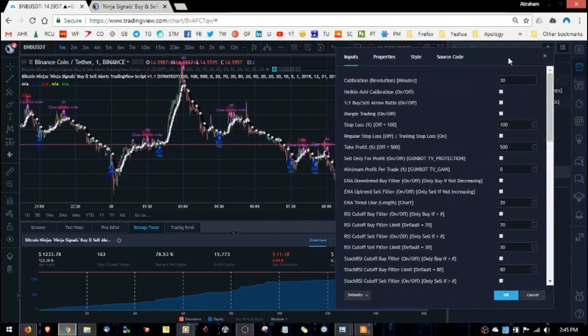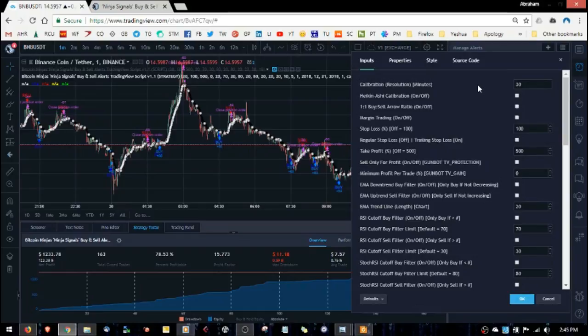The first setting you'll see is called calibration. This is a resolution function of TradingView Pine script code. It essentially means what candle size the script should use when using some of its core calculations that are used in placing buy and sell arrows. The larger the number you use, the more spread out the arrows are going to be. The smaller number you use, the more close together and aggressive the trades will be.